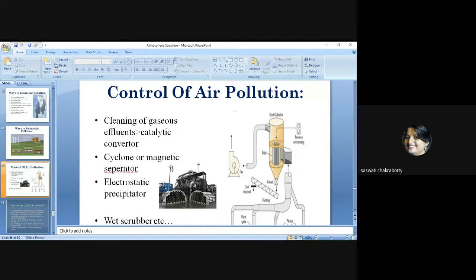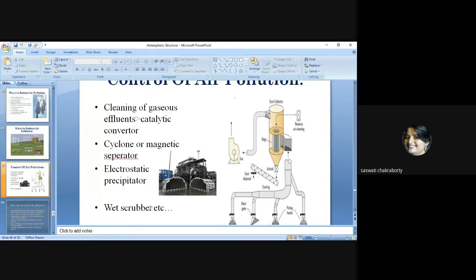Cyclone or magnetic separator. You all know, this magnetic separator removes the heavy metals, mostly the iron or electromagnetic components. See, electrostatic precipitator. This precipitates the charged particles. This is an image of an electrostatic precipitator. See, wet scrubber. This is a dust collector image.